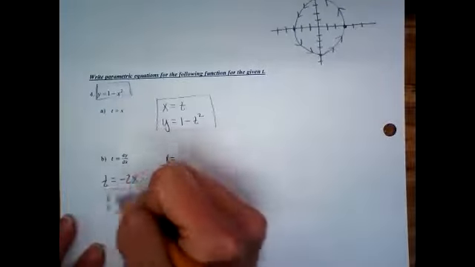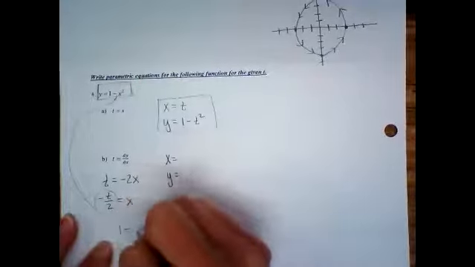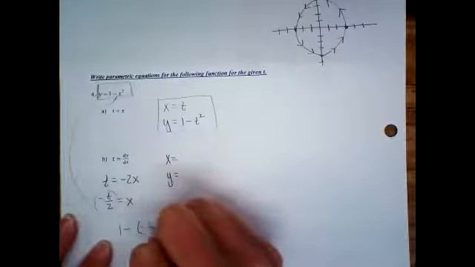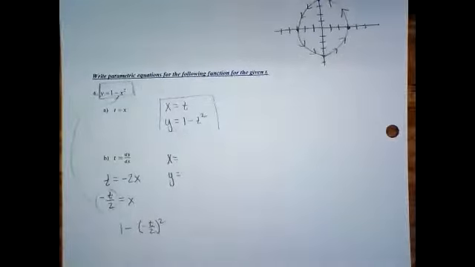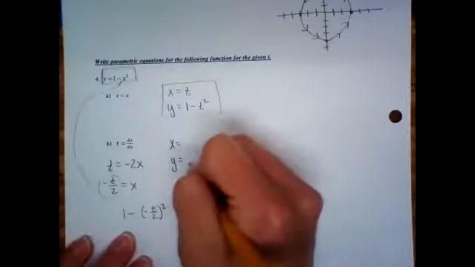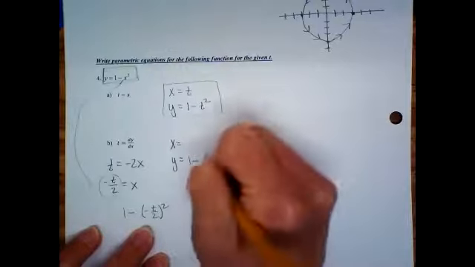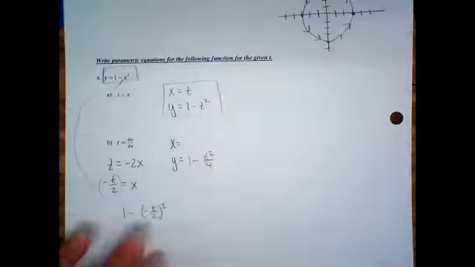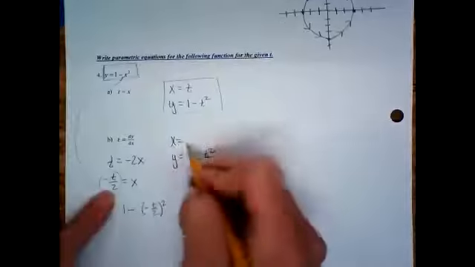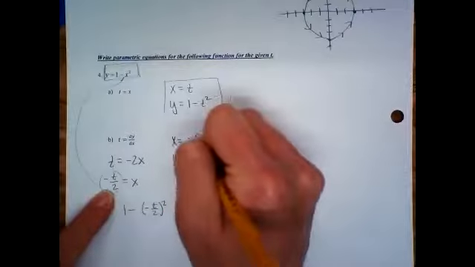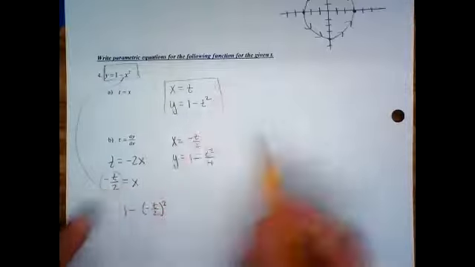And then you're going to take this and plug it in for x. So you would get 1 minus negative t over 2, squared. So that would be 1 minus, what, t squared over 4? Oh, and I'm sorry, I should have written this over here. X was negative t over 2.